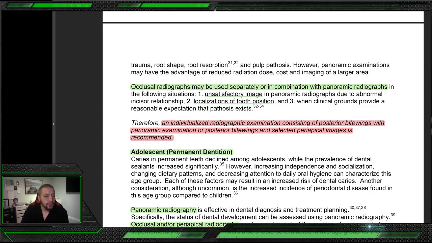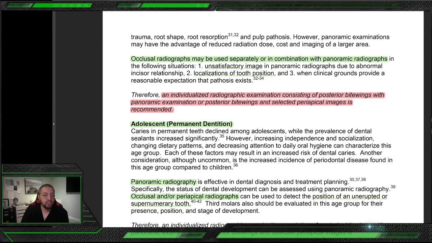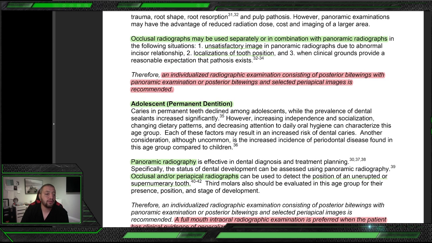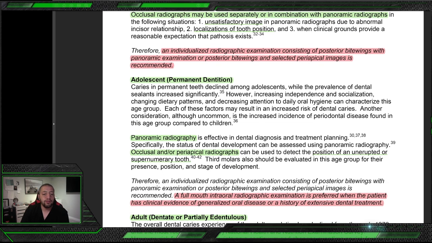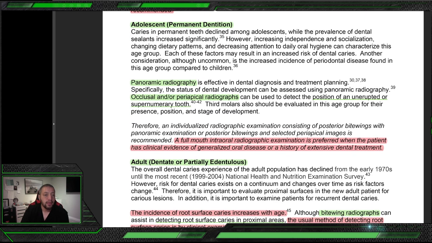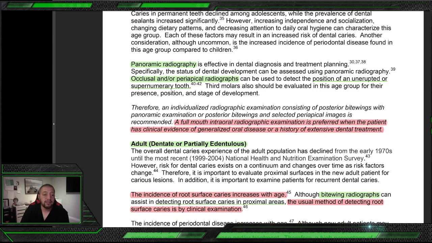Okay? Permanent dentition: panoramic radiograph, occlusal or periapical radiograph can be done to detect supernumerary teeth or unerupted teeth. Full mouth intraoral radiograph examination is preferred when the patient has clinical evidence of generalized oral disease or a history of extensive dental treatment. Again, the dentate and partially dentate.